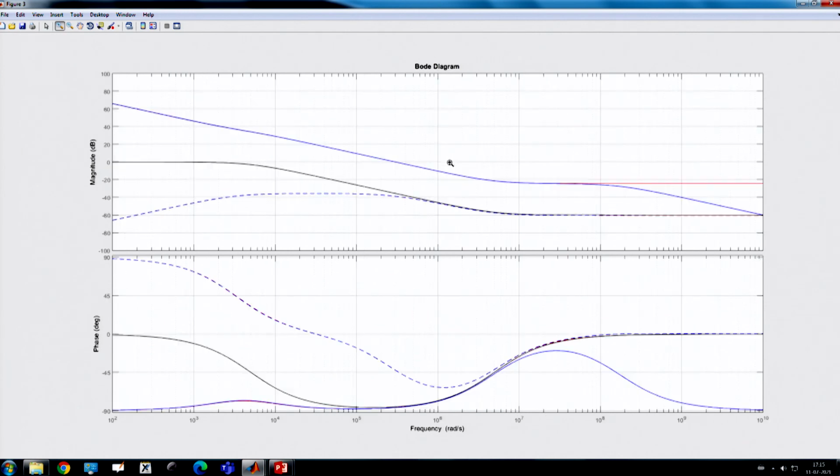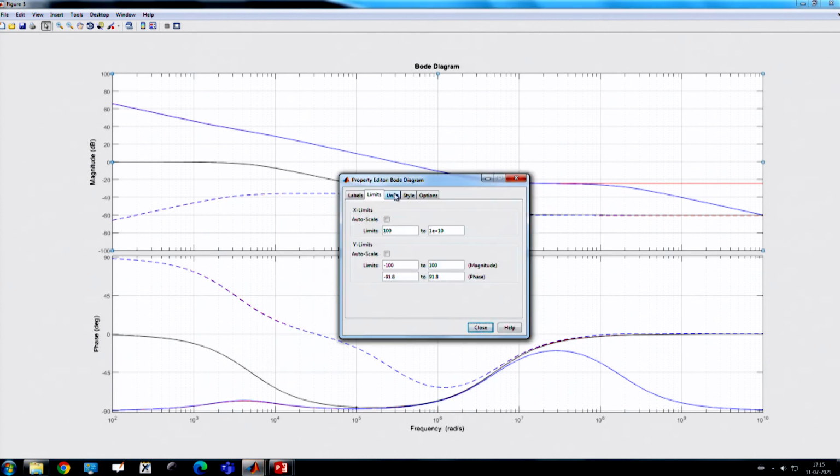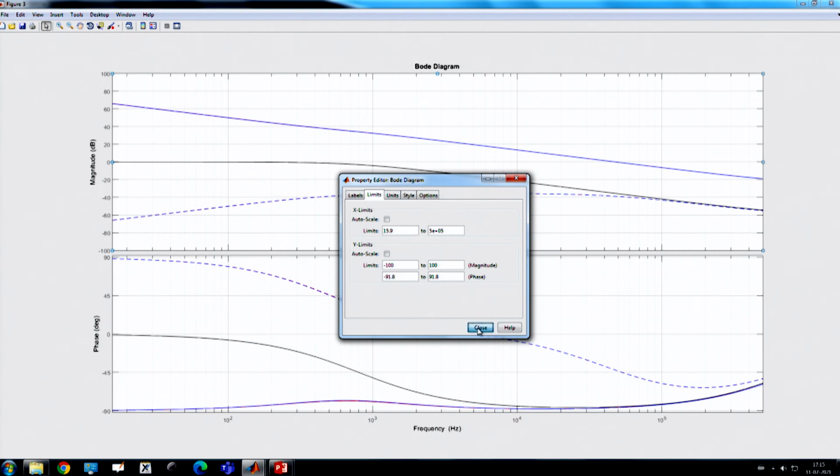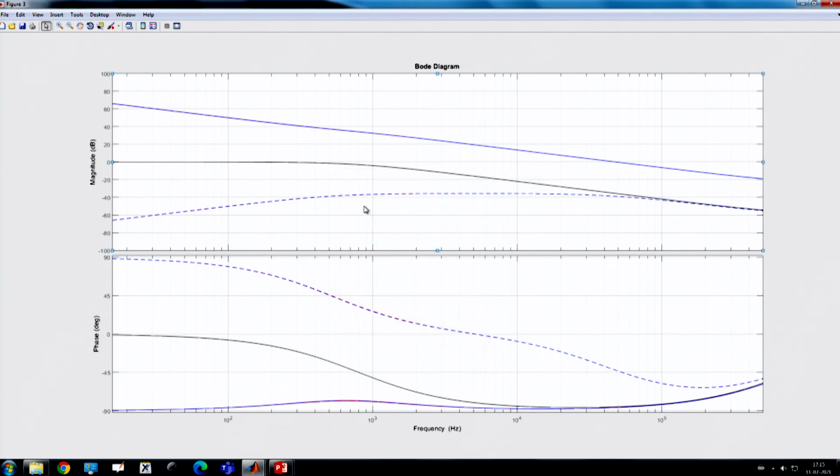So, we have to restrict our switching frequency, then limit to 5E5 hertz. Yeah, so they are matching quite accurately.